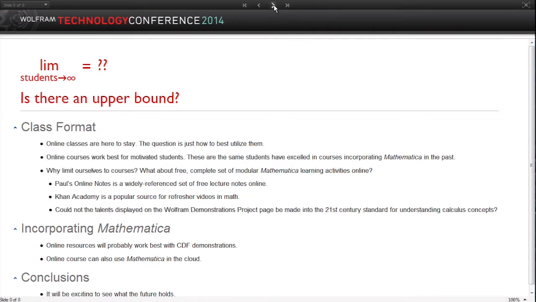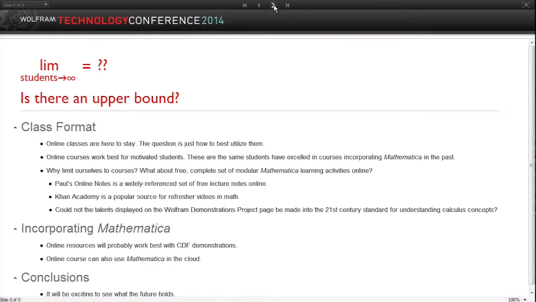Many studies have been done that show online courses work best for self-motivated students. These are the same students who appreciated Mathematica in the smaller scale classes. So in some sense, online classes working best for motivated students, it would be great to be tying more Mathematica into that. But like Harvard, I want us to question whether we need to restrain ourselves to the word classroom or course. Harvard now considers online learning activities and the idea of modular built things.